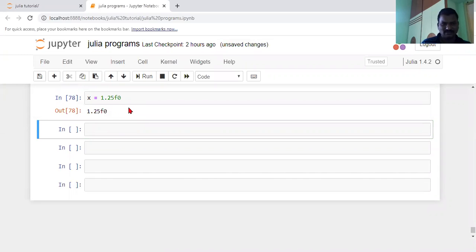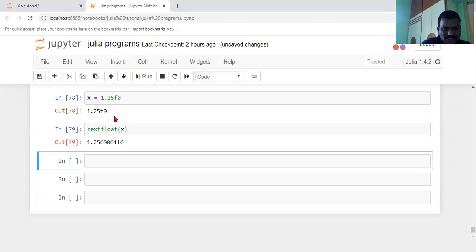The number is 1.25f0, and what is the next floating point number for this number? For this particular number, the next floating point number is 1.2500001f0. In this way you get the next floating point number, and then you may calculate the previous floating point number also.